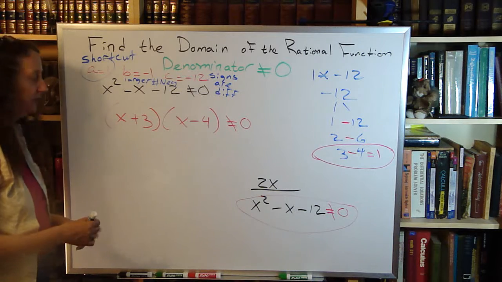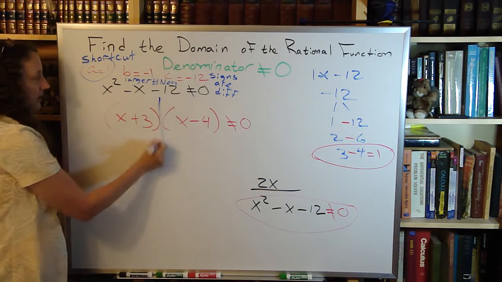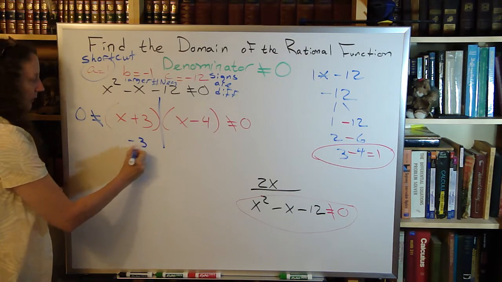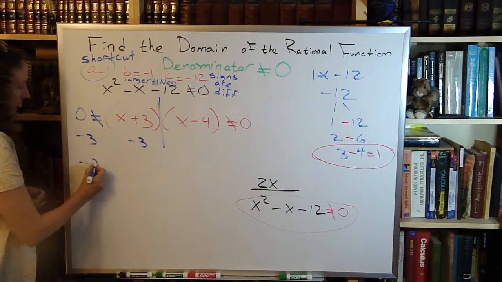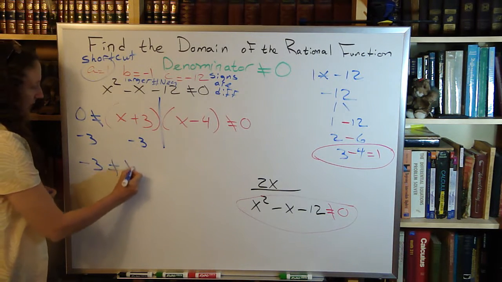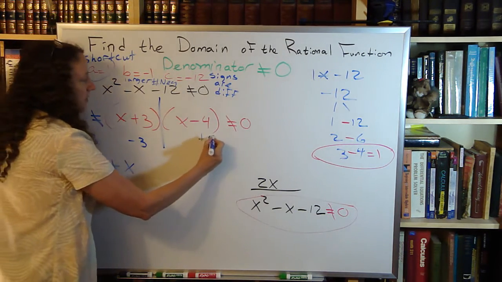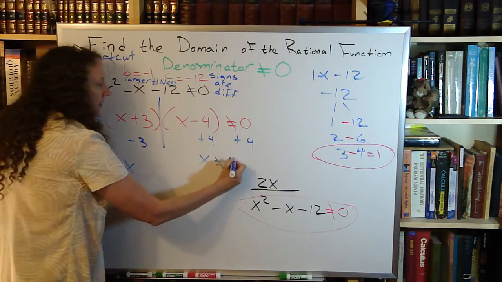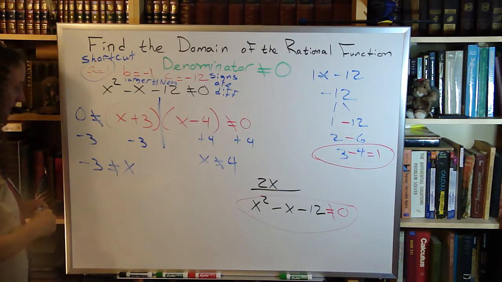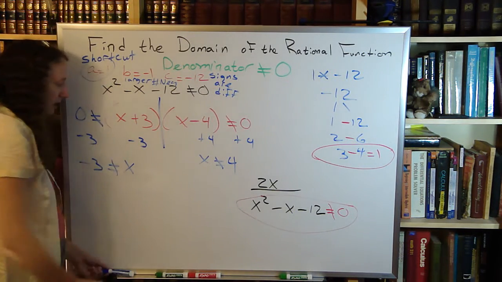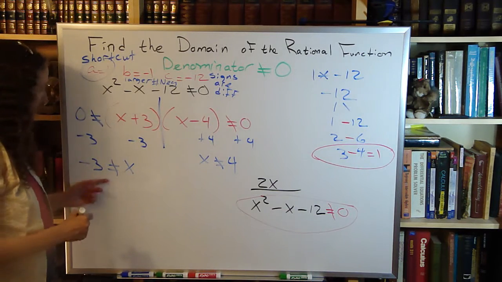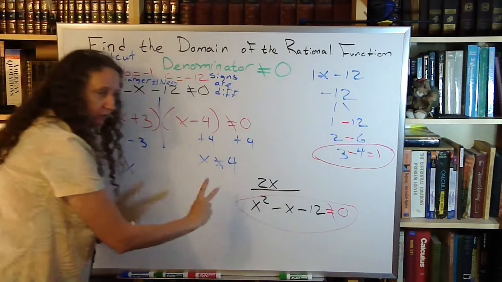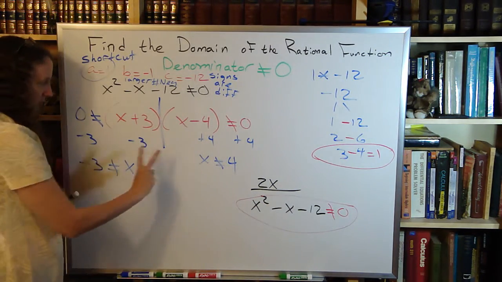What are my two possible answers? So I'm going to split it up like that. Subtract the 3. I get x cannot be negative 3. Add the 4. I get x cannot be 4. Now I need to write my set notation. I already know my two answers. And I know that there are two answers because my exponent is 2. So, two answers.